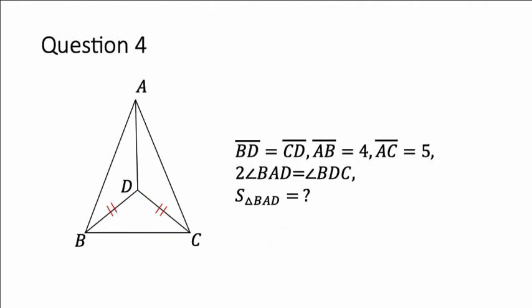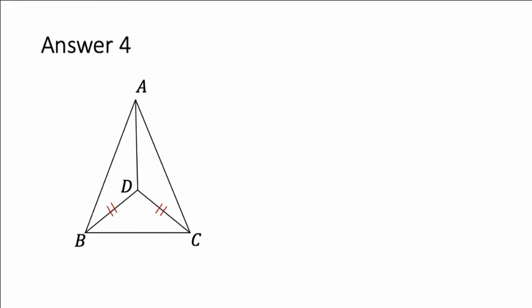We'll now look at our last question for today, question 4. It says that BD equals CD, AB equals 4, and AC equals 5. 2 times the angle BAD equals the angle BDC, and it asks us to solve for the area of the triangle BAD. Well, to solve this question, we'll need to go back to our first intuition. First, we'll express our conditions using algebraic forms. Let's say BAD equals x and DBC equals y.